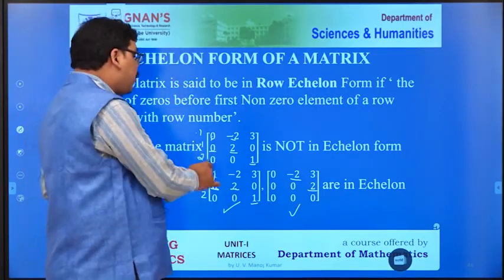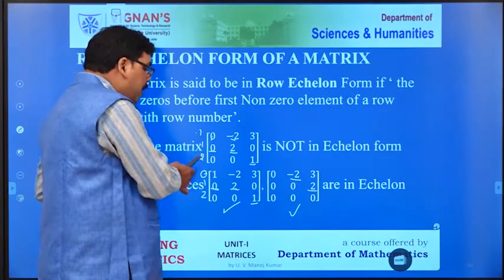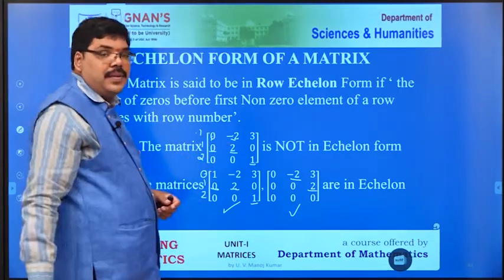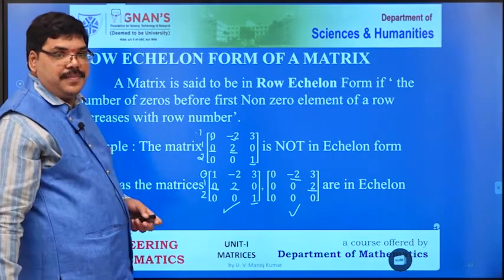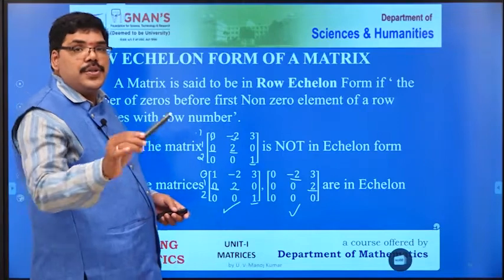This is not in echelon form because the number of zeros is not increasing. 1, 1, 2, 1, and 1 both are the same. It should be increasing. Number of zeros before the first non-zero number should be increasing.